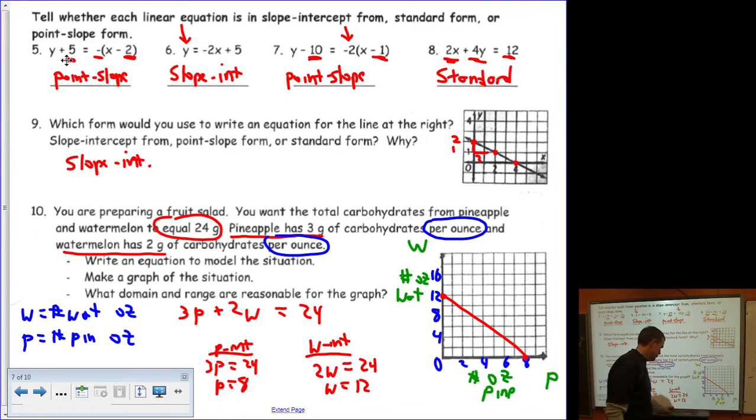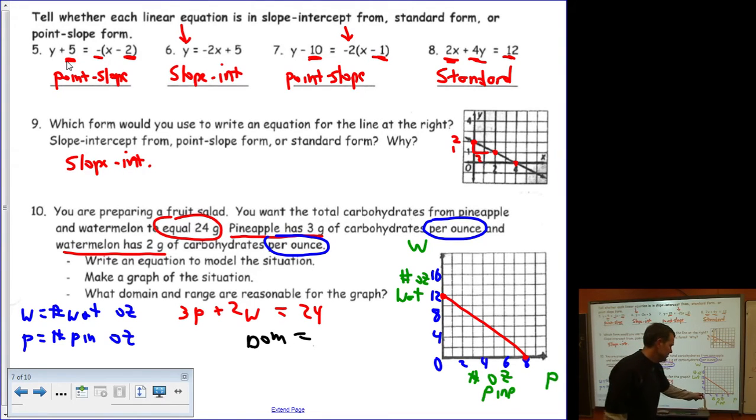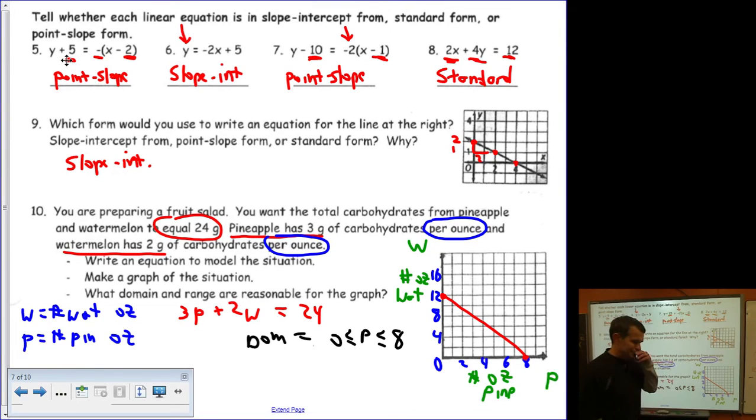All right, the last thing they want me to do is give the domain and range. So the domain would be the p-values. Let me create a little space here. So the domain would be the possible p-values, and the p-values go from 0 to 8. So that might be 0 less than or equal to p less than or equal to 8. I know on the answer key I wrote it in interval notation, so here I thought I'd write it in inequality notation. And then last step, we got the range.